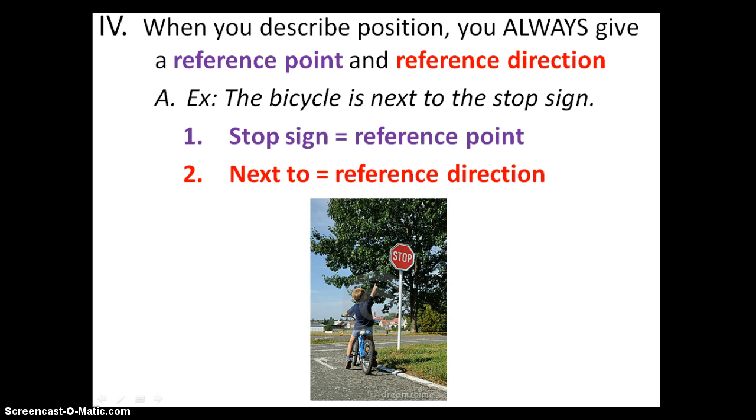When you describe position, you always give a reference point and a reference direction. So for example, the bicycle is next to the stop sign. The stop sign is your actual reference point. It's what you're comparing the bicycle to. It's like, where's the bike? Next to the stop sign, right? So your stop sign is your reference point. Next to is your direction. So it tells you where it is compared to that stop sign.